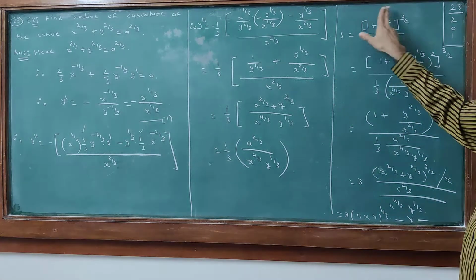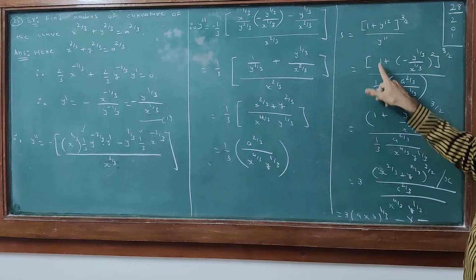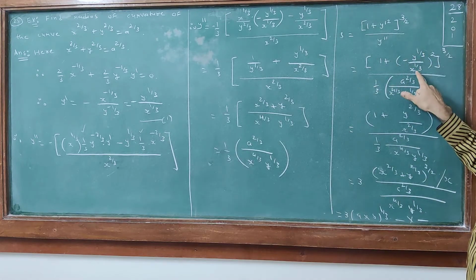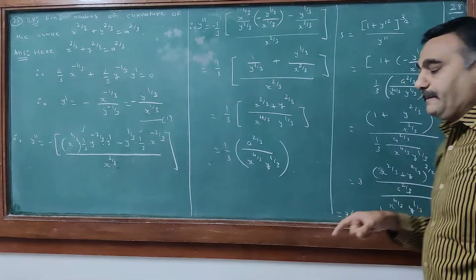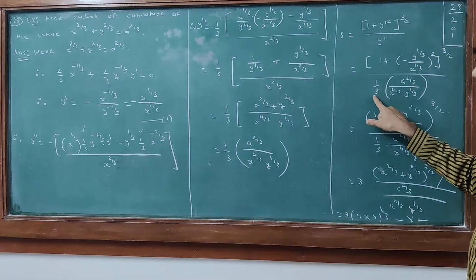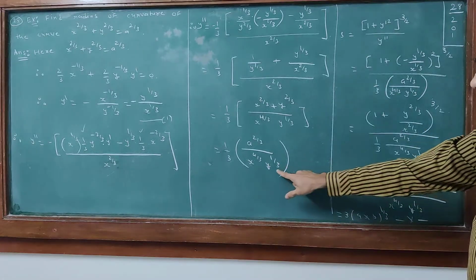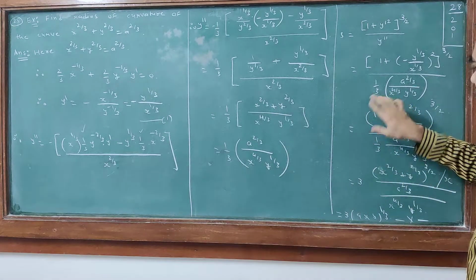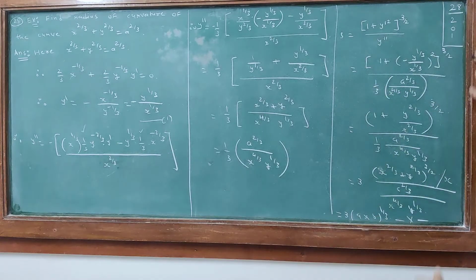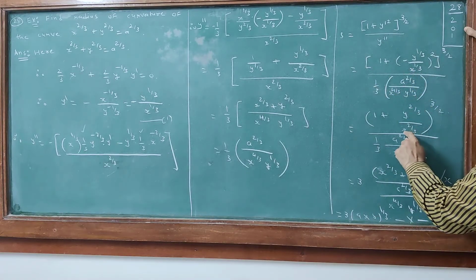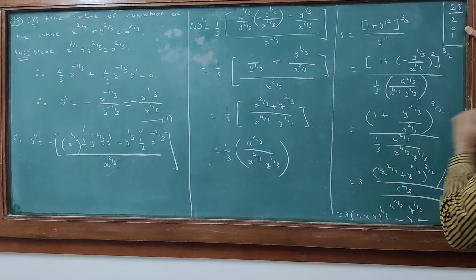Rho is 1 plus y dash square raised to 3 by 2 upon y double dash. 1 plus minus y raised to 1 by 3 upon x raised to 1 by 3, square, this is value of y dash, raised to 3 by 2, upon 1 by 3 a raised to 2 by 3 x raised to 4 by 3 y raised to 1 by 3. This value is coming from here. So this 3 is denominator to denominator, so it will become numerator. Also x raised to 1 by 3 becomes x raised to 2 by 3. We multiply with 1. Now both these terms will become a raised to 2 by 3.